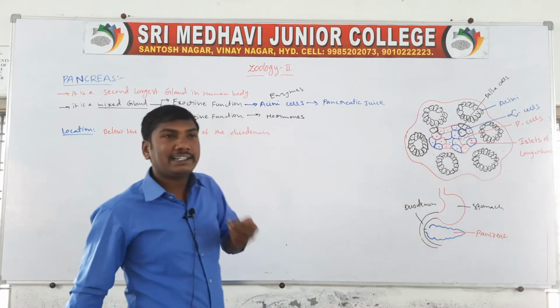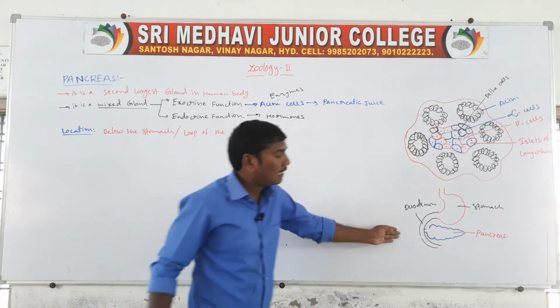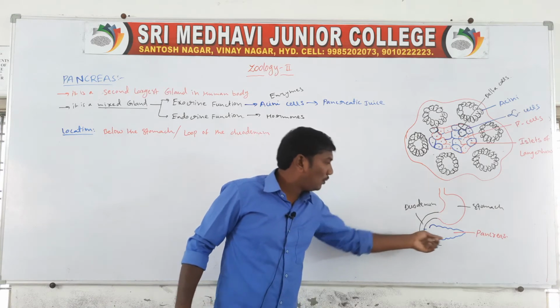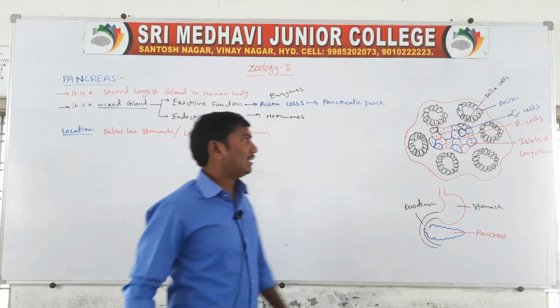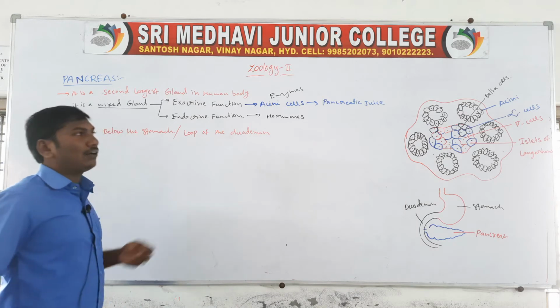The small intestine contains three regions. The first region is called the duodenum. The pancreas is present at this duodenal loop. So that is the pancreas location.